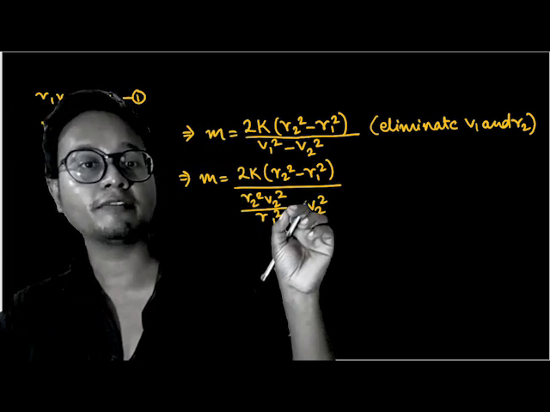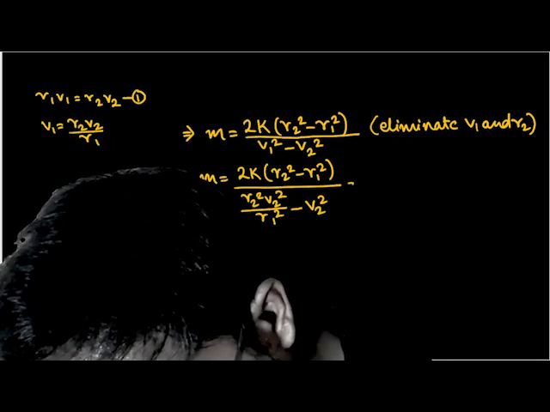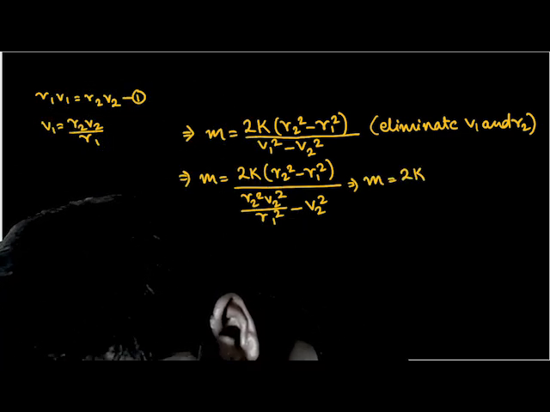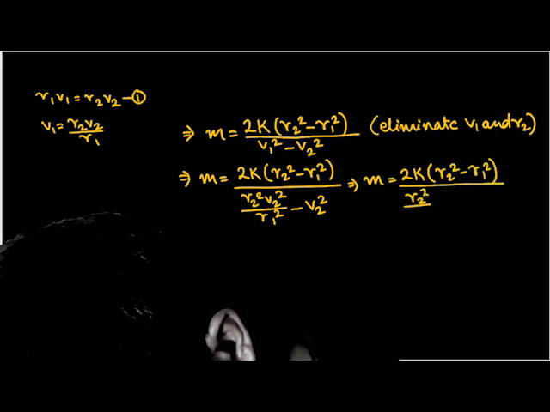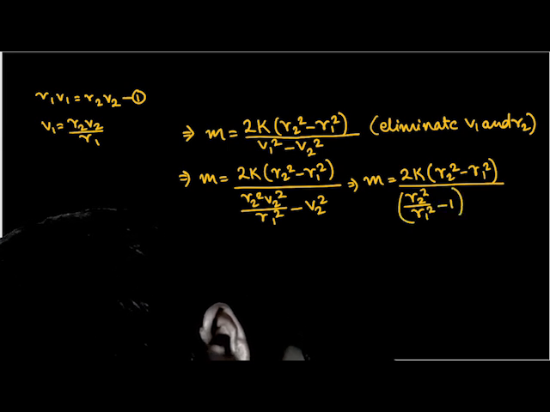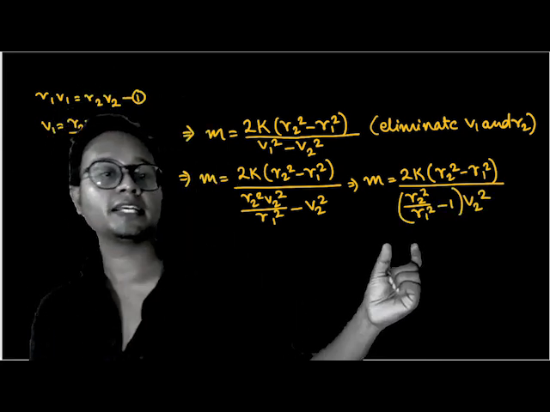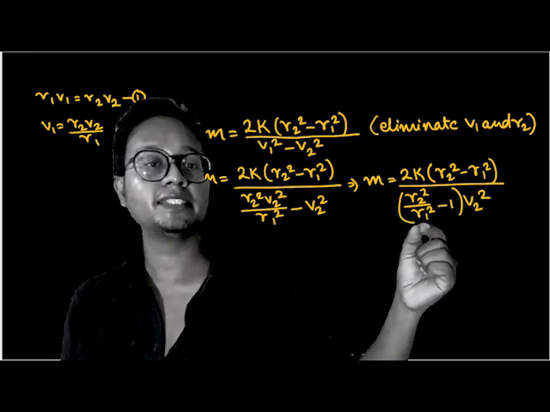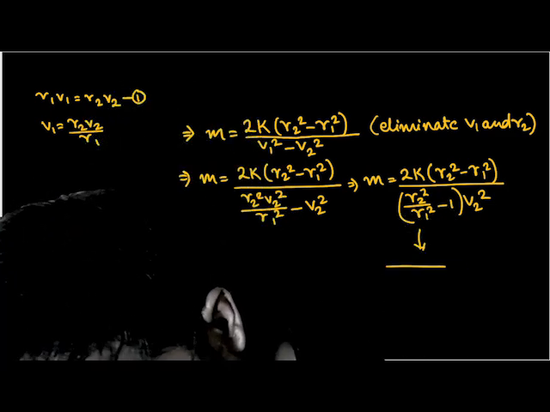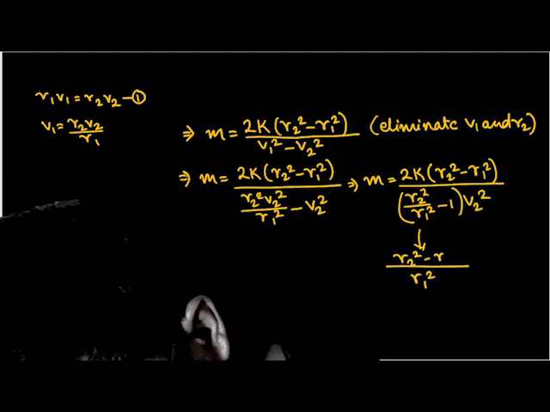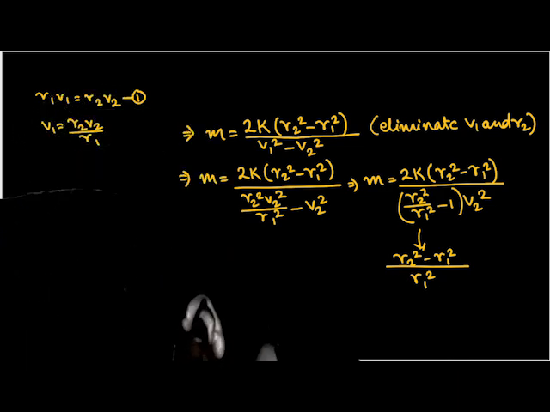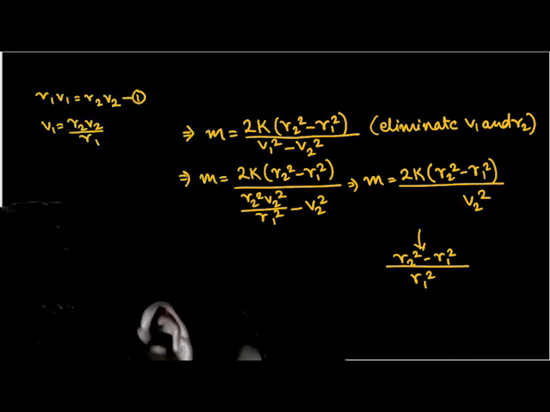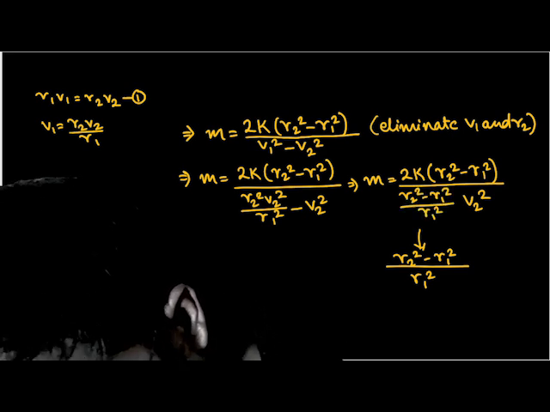Now if I take v2 common from the denominator, what do I get? I'll get M is equal to 2k (r2 square minus r1 square) divided by (r2 square by r1 square minus 1) into v2 square, isn't it? Now if I take the LCM here, r1 square, I'll get r2 square minus r1 square, isn't it? So this much can be replaced by this much. So I'll just replace this one, or (r2 square minus r1 square) divided by r1 square, isn't it?